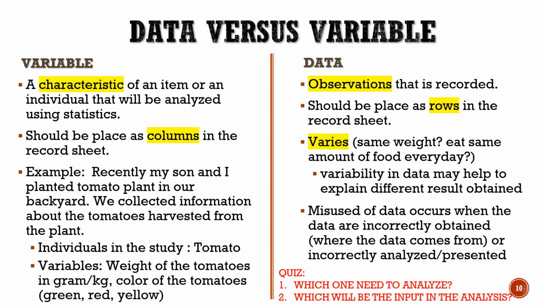Okay. So I hope you can differentiate between the data, which we call observations, and the variables. This is important because when we have collected our data, we need to differentiate which ones are observations, which need to be located as the rows, and which are the variables, or the characteristics of our observations, which need to be located as columns.